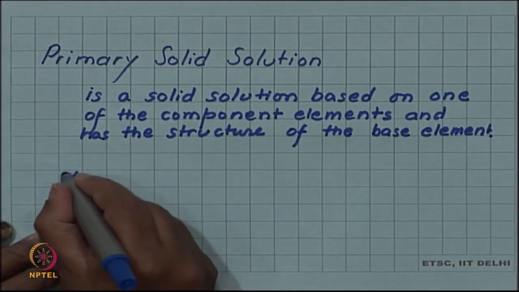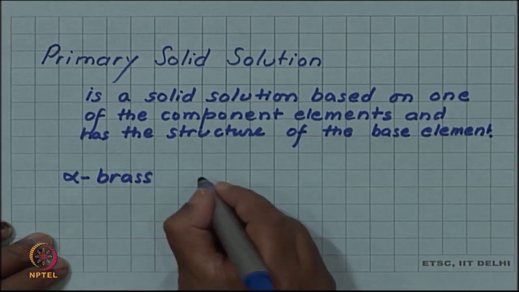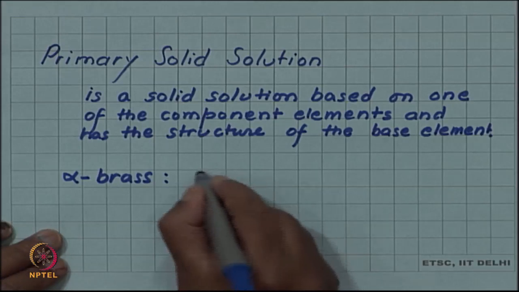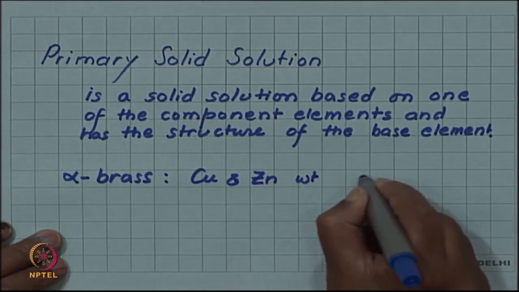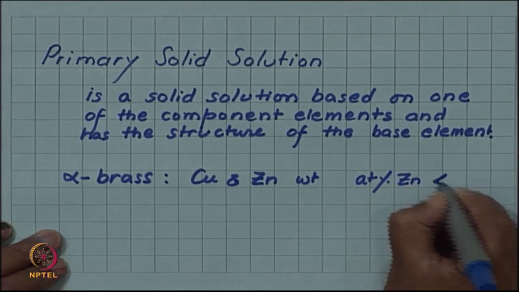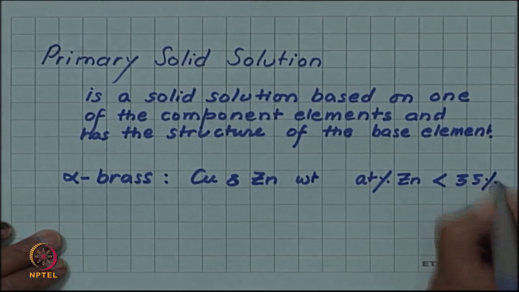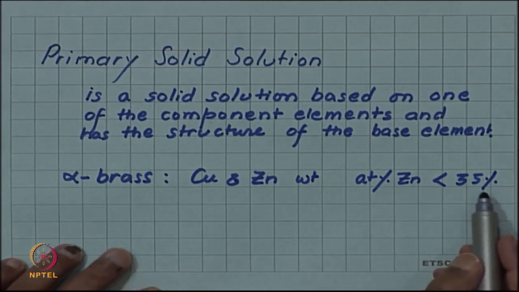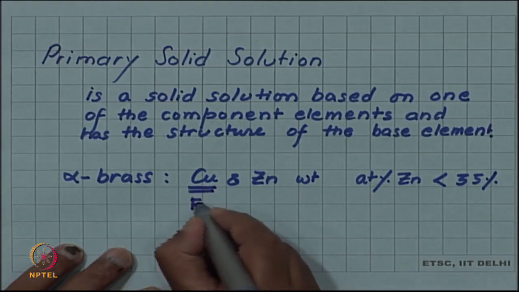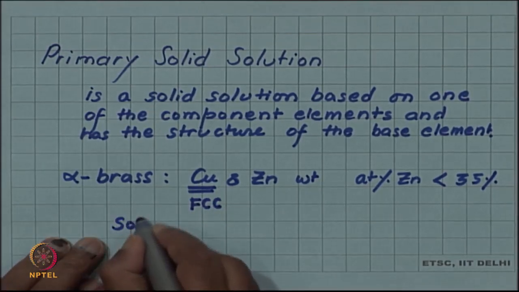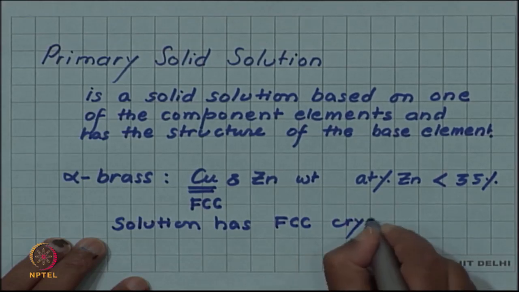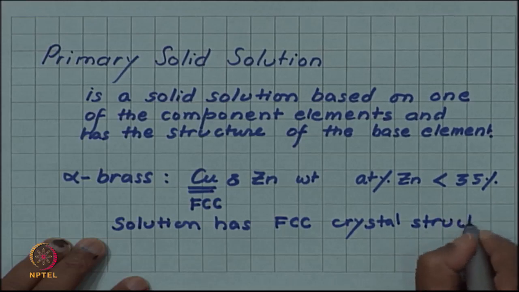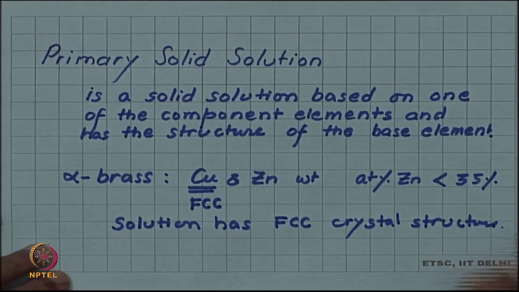As an example, let us consider alpha brass. This is a solution of zinc in copper, with atom percent zinc less than 35%. So, zinc is less, so it is based on copper and copper is FCC. The solution also has an FCC structure. And from the discussion in our last video, this is a random solid solution. So, alpha brass is an example of a primary solid solution.